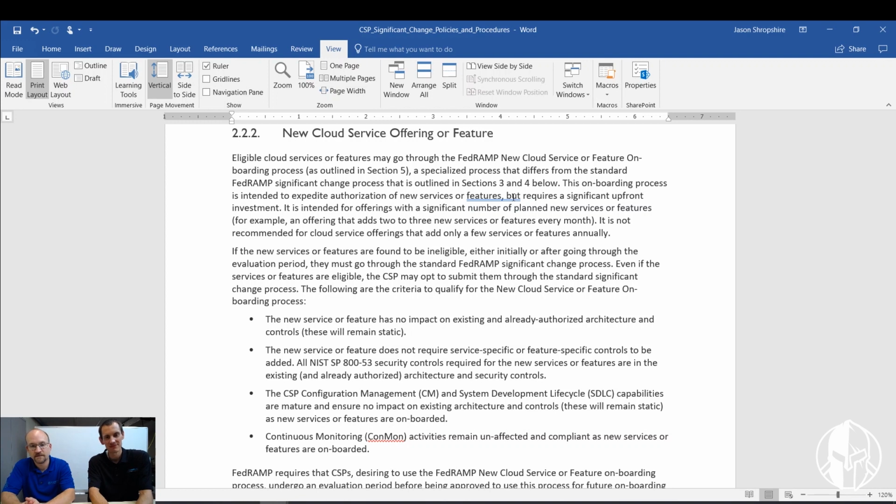So it's very much something that the PMO is trying to get a hold of here: do we need to have a way for clouds that are rapidly changing and rapidly onboarding new features, that's probably a little bit different than the significant change process for clouds that are a bit slower, maybe only doing a few changes annually. And they even define that in here.